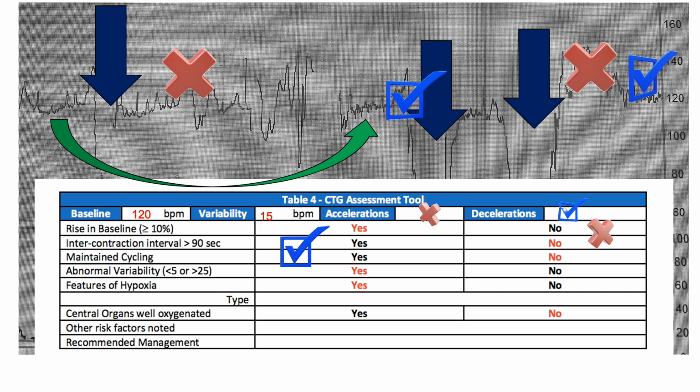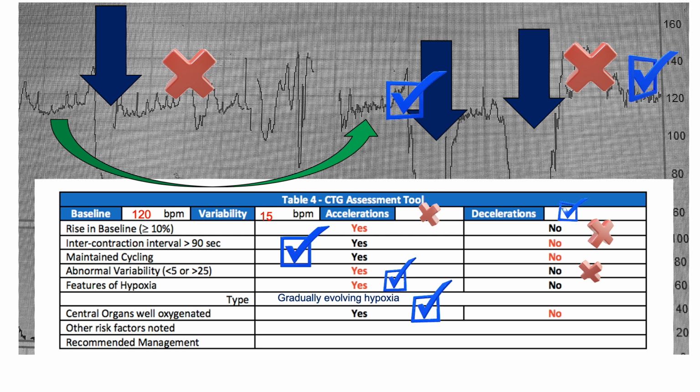And therefore, the fetus has maintained cycling. There is no abnormal variability. And if you look at the type of hypoxia, we have got the onset of decelerations, and therefore it is a gradually evolving hypoxia as the decelerations are becoming wider and deeper.